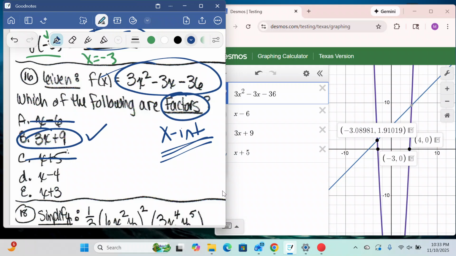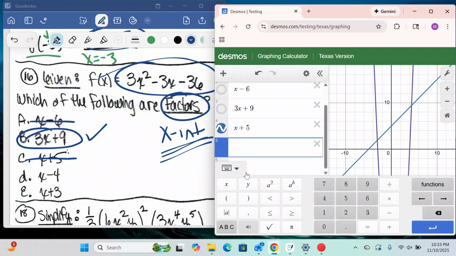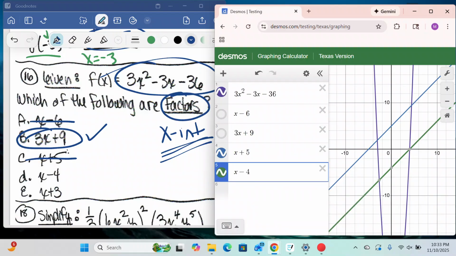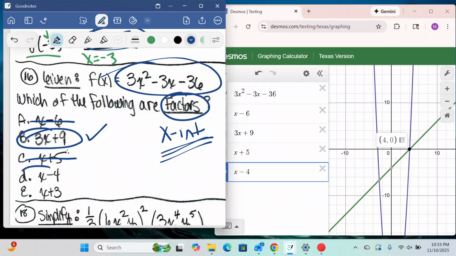I want to check letter D. All I do is input that one into the next one. I just put x minus 4. And that is a factor. Why is it a factor? I'm going to take away this blue and then I'm going to just work on the green. It passes straight through 4, 0. So D is a factor. And remember, I sometimes like to put in 3 answers, 2 answers, 1 answer, 0 answers, no answers. So again, we have to check every single one of them.